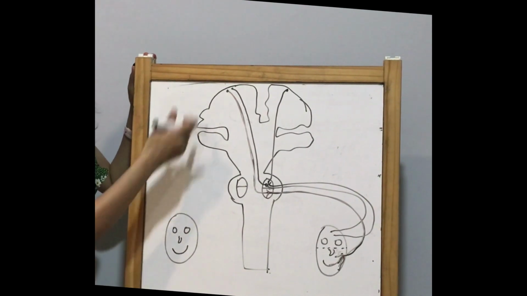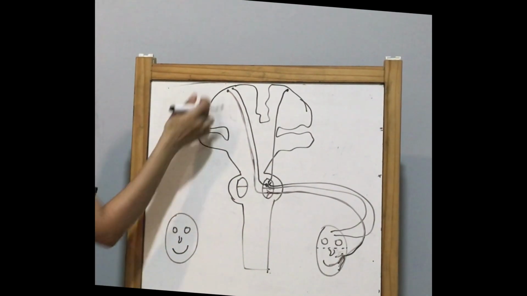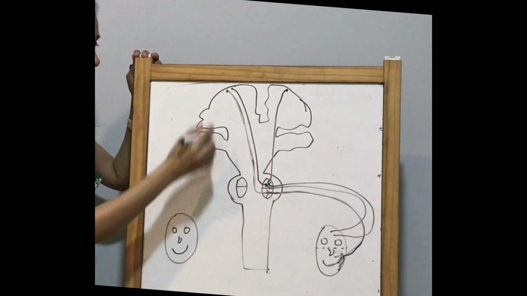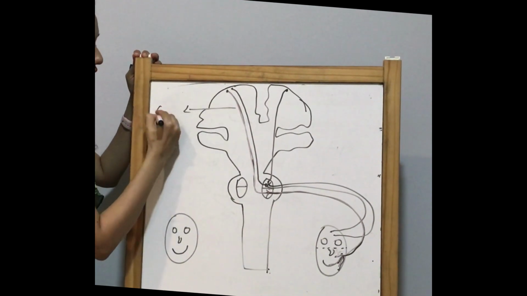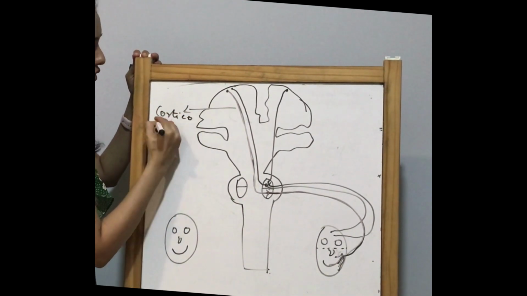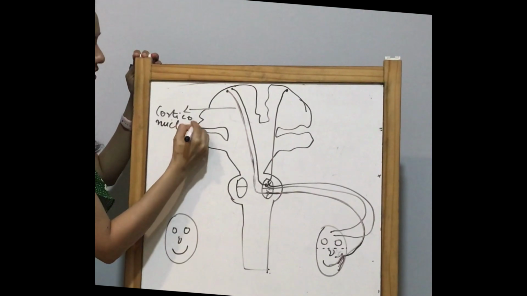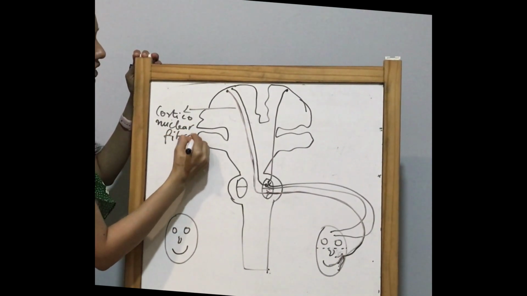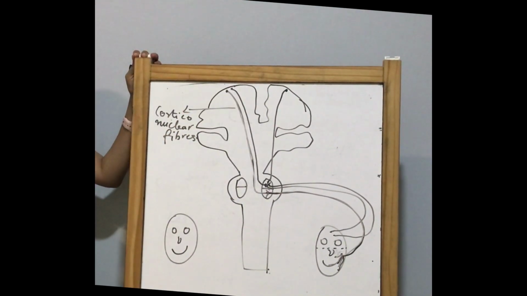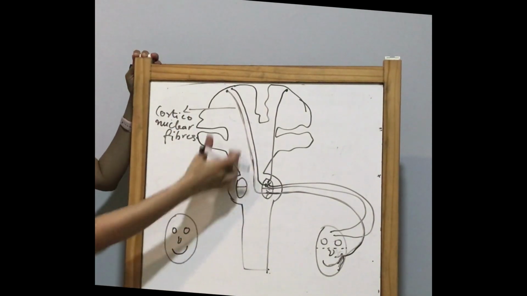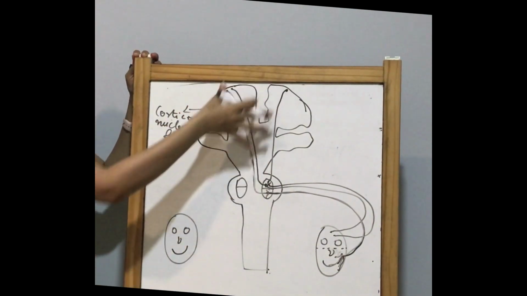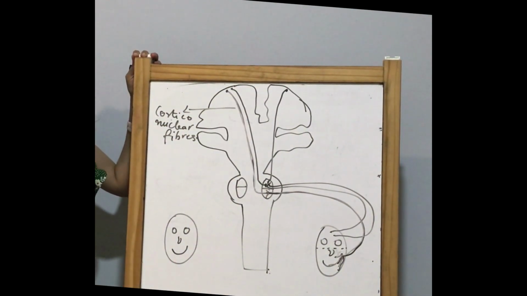So here I am showing the corticonuclear fibers. As I mentioned earlier, the corticonuclear fibers to all the cranial nerve nuclei present in the brainstem are controlled from both sides, except for the facial nerve and hypoglossal nerve. So I am giving an example here.